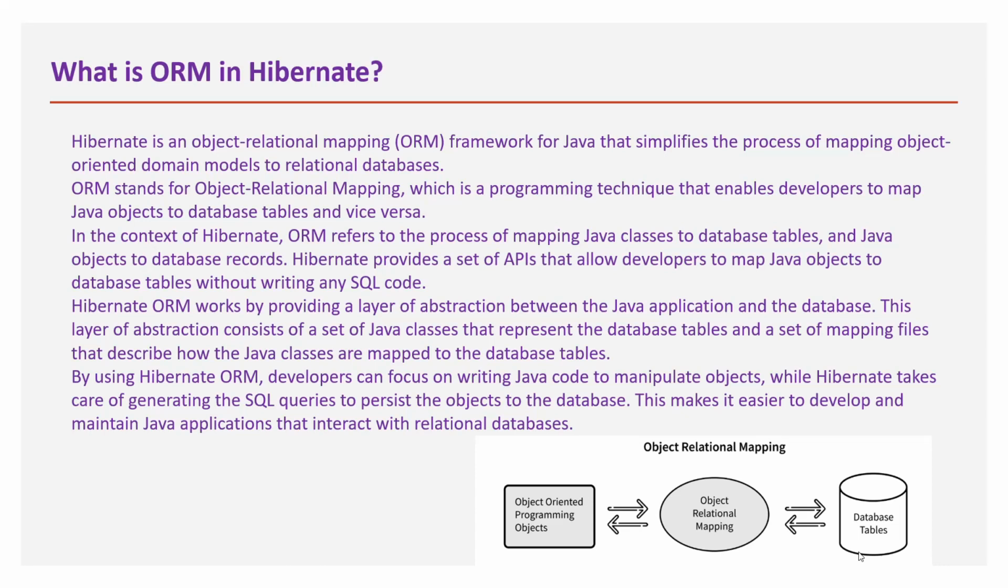Hibernate provides a set of APIs that allows developers to map Java objects to database tables without writing any SQL code. Hibernate ORM works by providing a layer of abstraction between the Java application and the database. This layer of abstraction consists of a set of Java classes that represent the database tables and a set of mapping files that describe how the Java classes are mapped to the database tables.